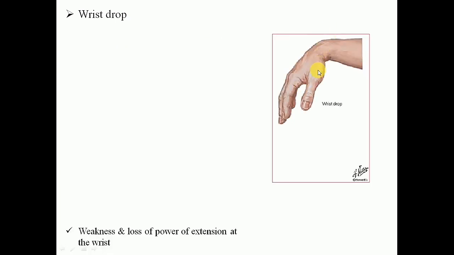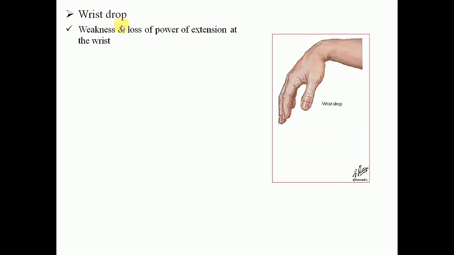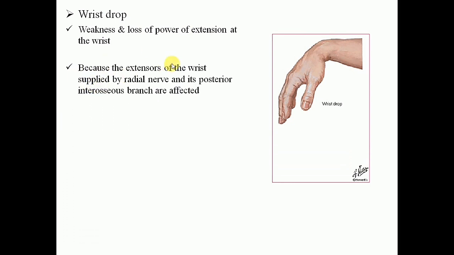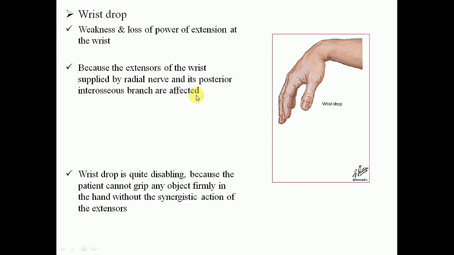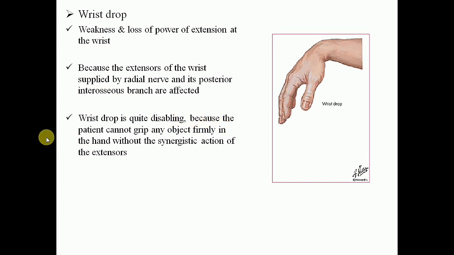And lastly, there will be wrist drop, as we can see here. Wrist drop is because of the weakness and loss of power of extension at the wrist. This is because the extensors of the wrist supplied by radial nerve and its posterior interosseous branch are affected. Wrist drop is quite disabling because the patient cannot grip any object firmly in the hand without the synergistic action of the extensors. So this is the anatomical basis of various clinical findings seen in this patient.